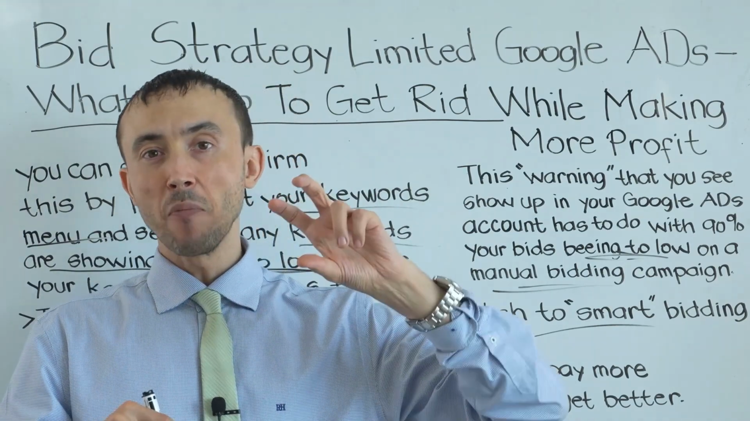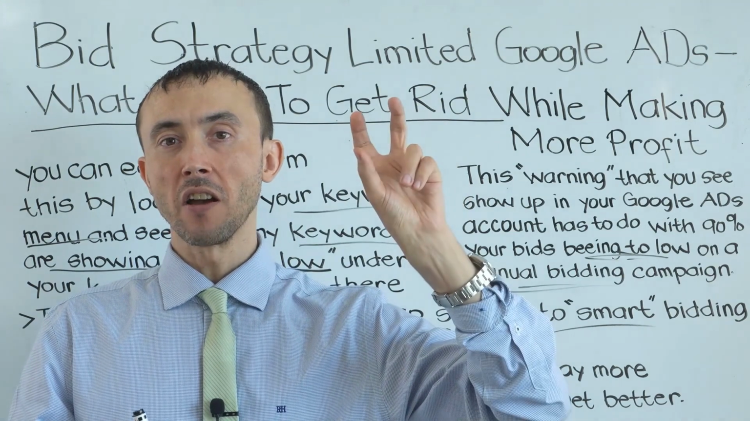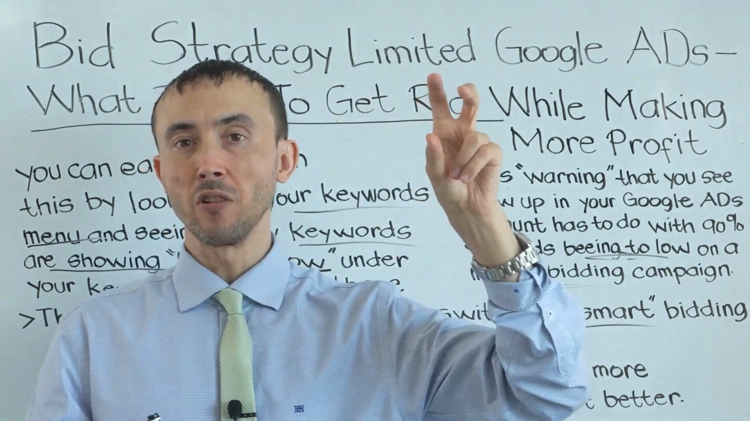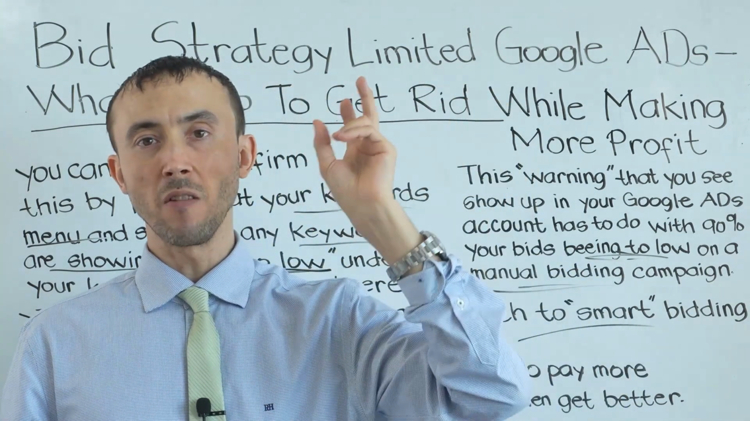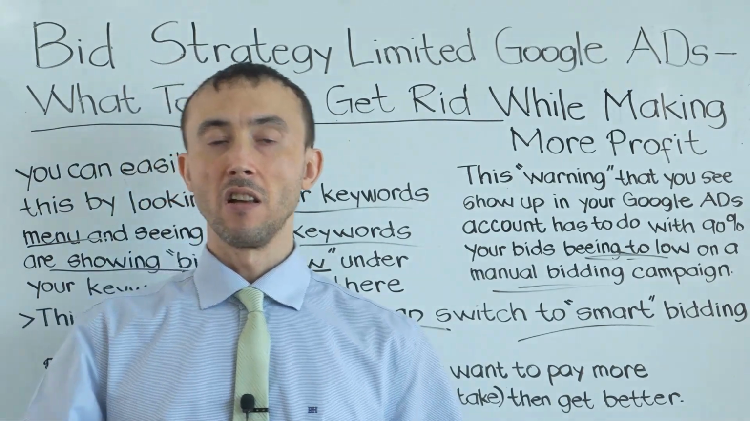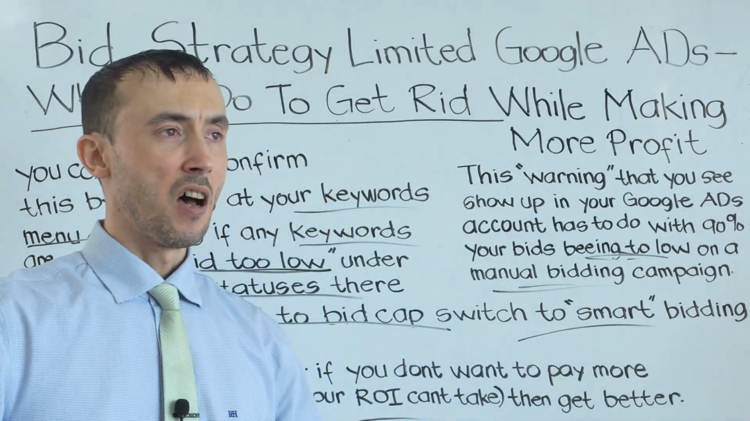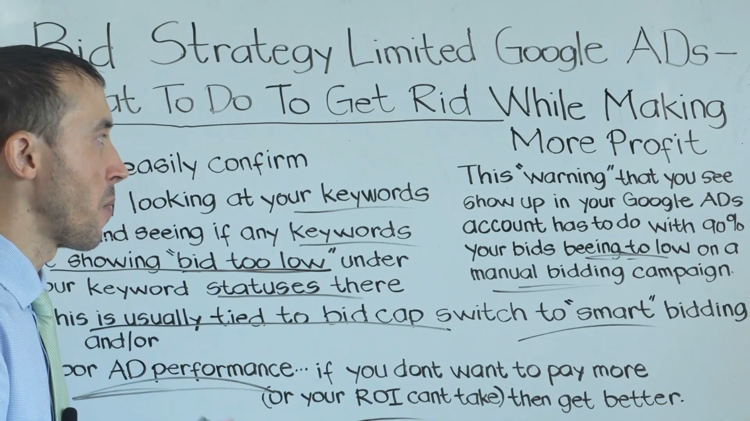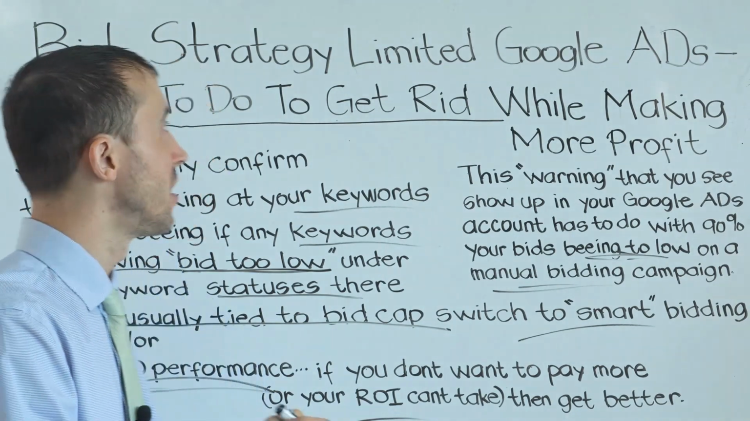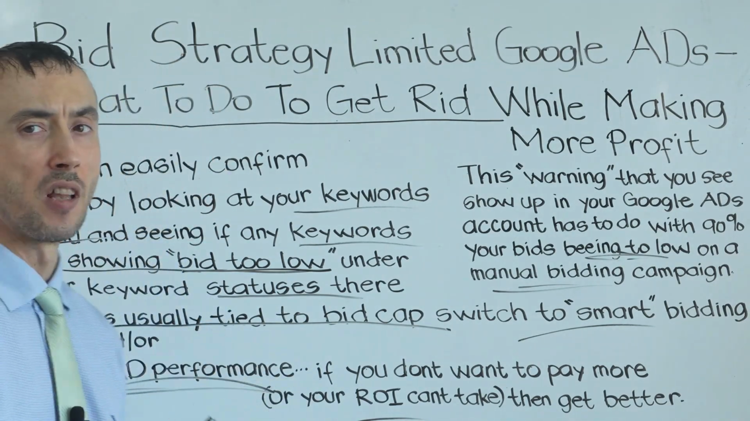And so when you add up all these individual benefits, you're talking about not just if you can double your click-through rate, you're not making twice as much money, you're making 5 times as much money at the end of the day. So anyway, that's some information about how Google Ads works, in addition to this bid strategy limited Google Ads warning.